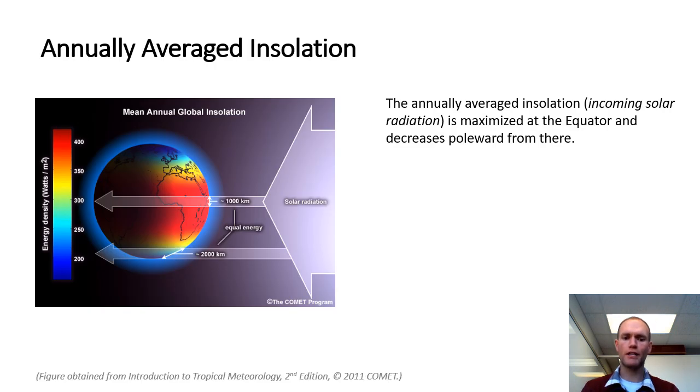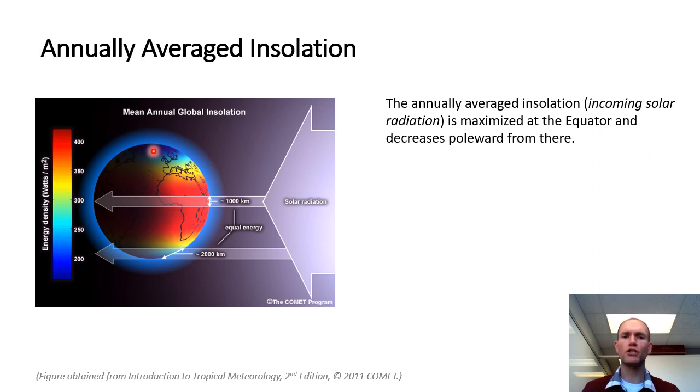So let's start with this depiction of annually averaged insolation. How much of the sun's radiation energy is reaching the Earth at its top? If we look at this in the annual average, we see that the highest values, given by the red shading here, over 400 watts per meter squared, so watts per unit area, is present near the equator, and it decreases as you go poleward in both northern and southern hemispheres from there, reaching below 200 watts per meter squared as you reach toward the higher latitudes.